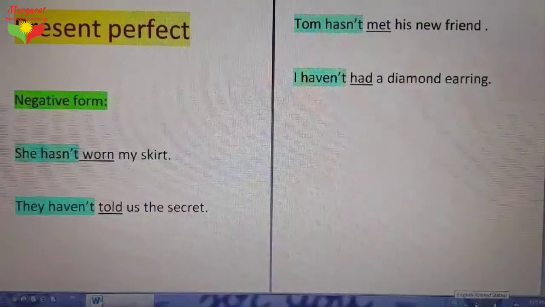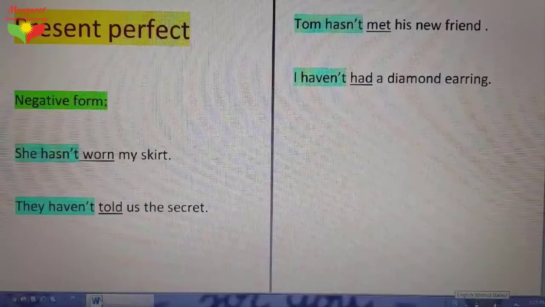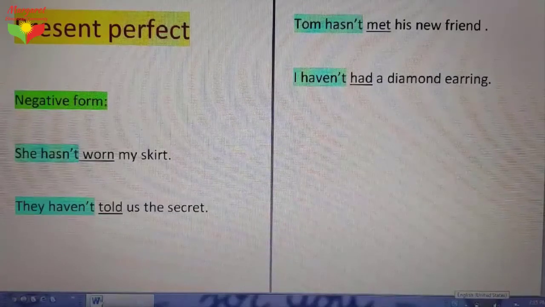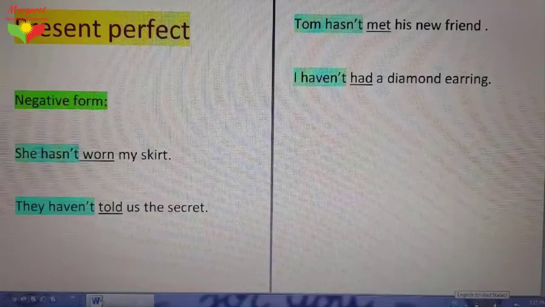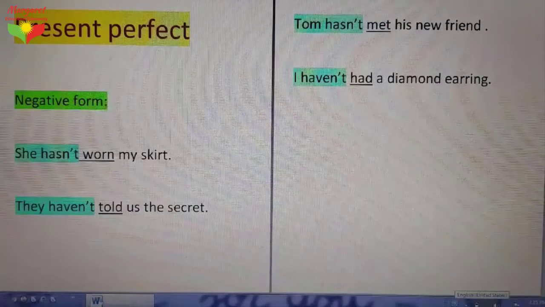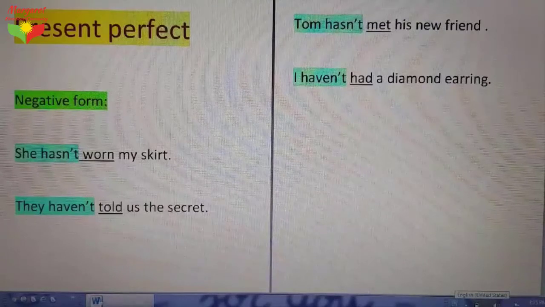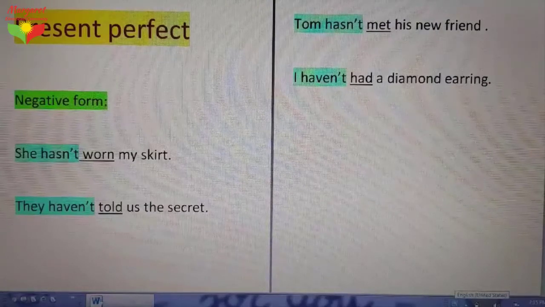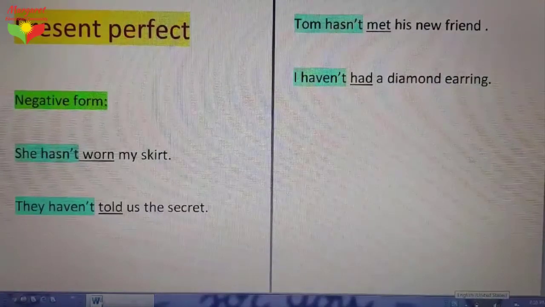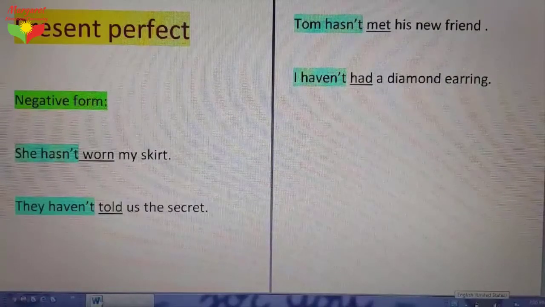This is very important, pay attention about this sentence. Had is the past participle of the verb have. Remember, we can use have in many different ways. What is the base form of had? It comes from have, and it means to possess. So I haven't had a diamond earring means I have never had a diamond earring. And you know what earring means. Okay, the girls love it, I know about that. The girls love earring. That's all about present perfect negative form.